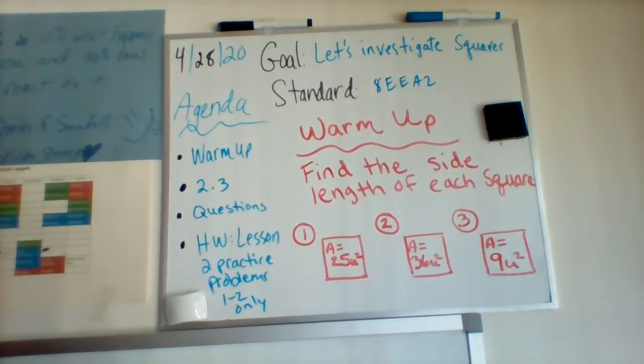Number 3 is 3, so the side length is 3. Okay, beautiful. All right, I'm gonna move to the big board so that we can connect what you guys just said about those 3 squares and our activity for 2.3 that is passed through.